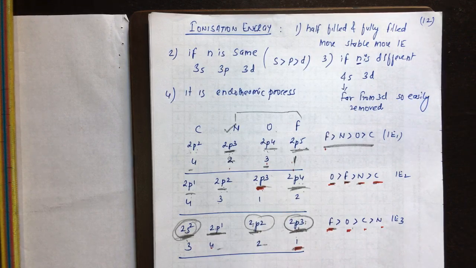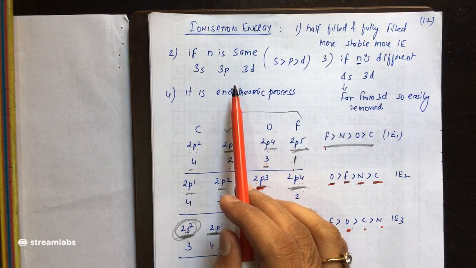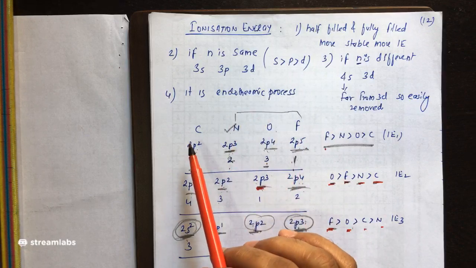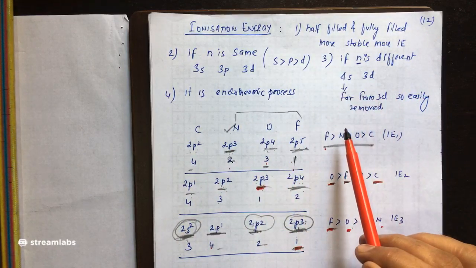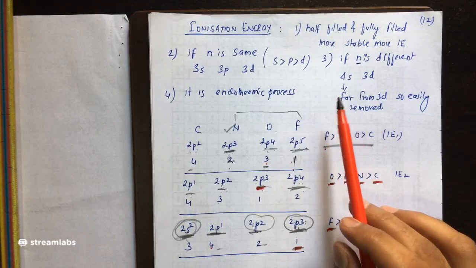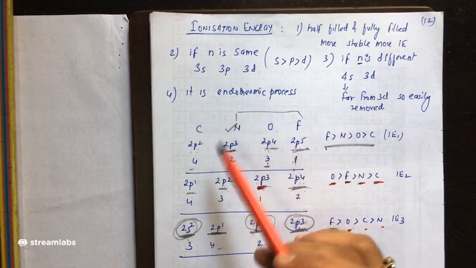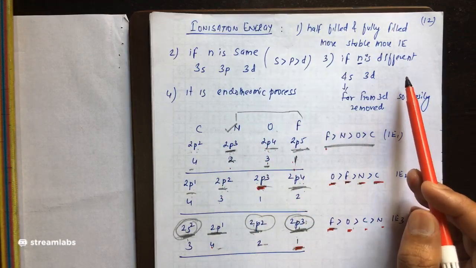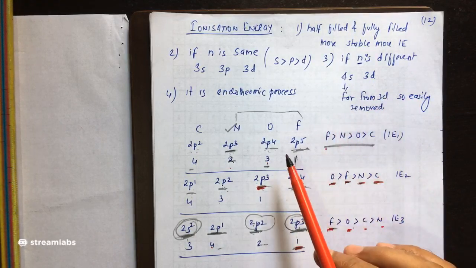Half-filled and fully filled orbitals are more stable as compared to those which are not half-filled or fully filled. If n is the same, such as 3s, 3p, 3d, then s is greater than p is greater than d. If n is different, 4s and 3d, what will happen? When n is the same, the energy required to remove the s electron will be very, very high. But if n is different, 4s and 3d, 4s will be far away from 3d.